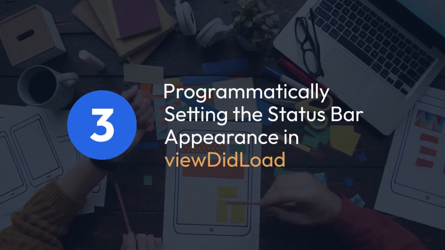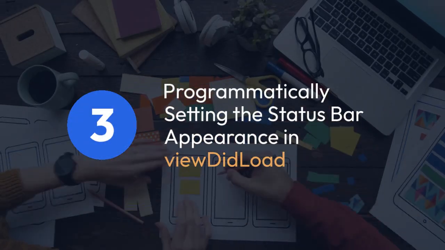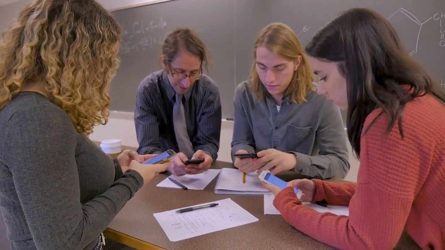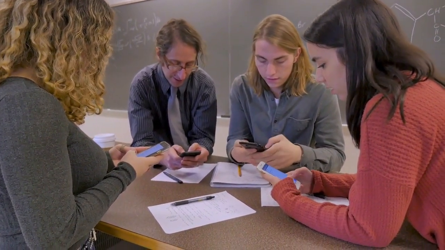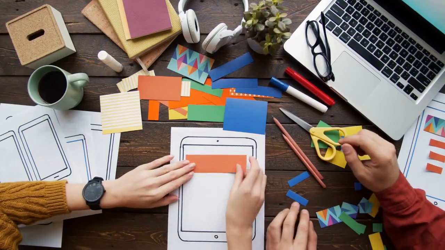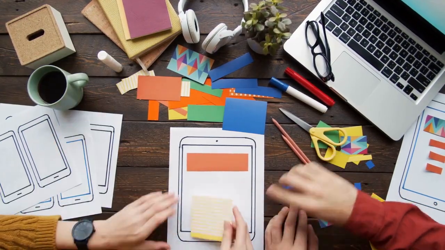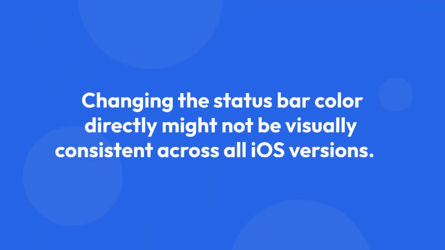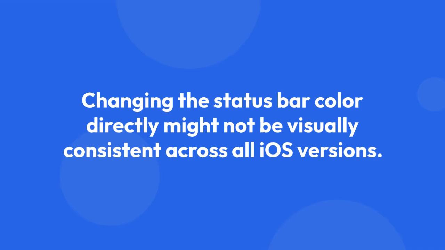3. Programmatically setting the status bar appearance in viewDidLoad. If prefersStatusBarHidden doesn't give you the desired control, you can directly manipulate the status bar's appearance within the viewDidLoad method of your UIViewController. Use UIView.appearance().backgroundColor = .clear to set the background color to transparent, and if you want to hide the contents while keeping the space, you can adjust your view's frame to account for the status bar height and place your content below it. Note that changing the status bar color directly might not be visually consistent across all iOS versions.